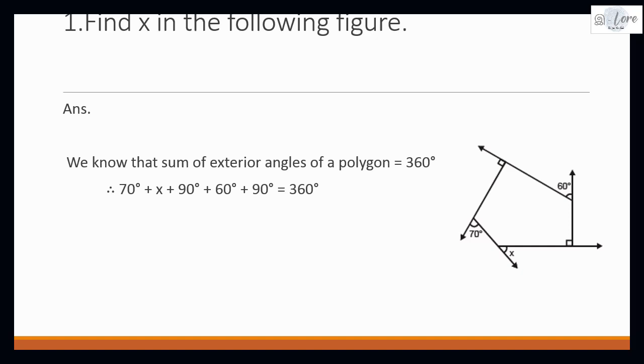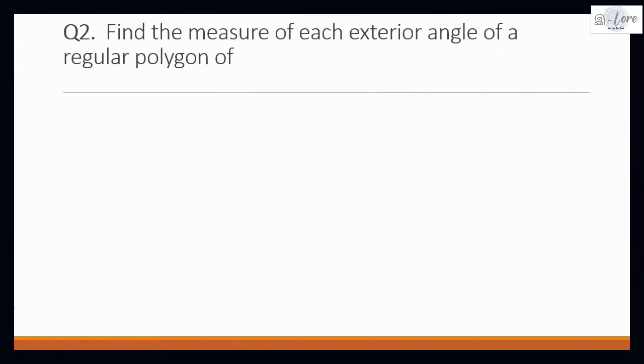The sum of 70, 90, 60 and 90 is nothing but 310, plus x is equal to 360 degree. Transpose 310 over to the other side after the equal sign. So x is equal to 360 degree minus 310. The resultant will come as 50 degree. The value of x is equal to 50 degree. This is the way to find out the value of the exterior angle of any figure, any polygon.